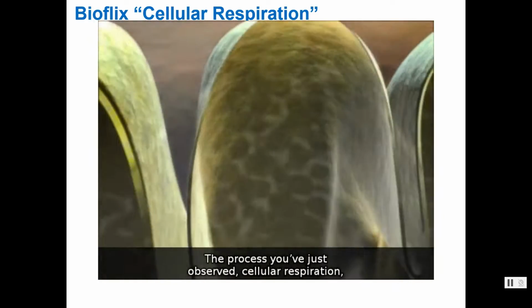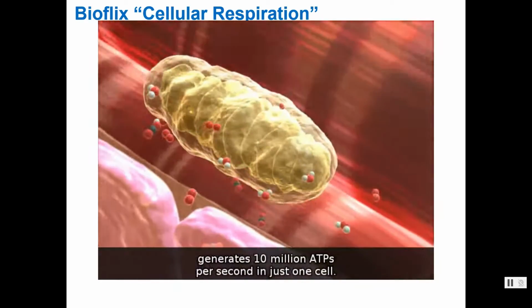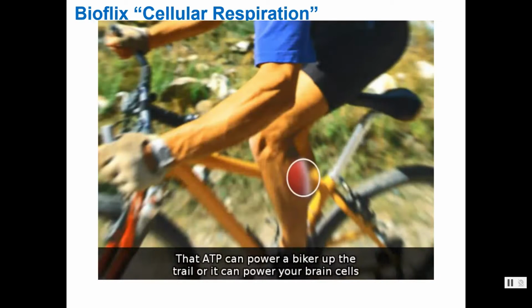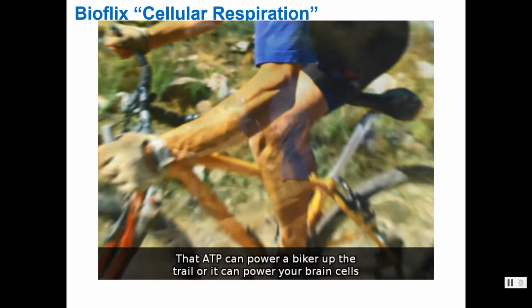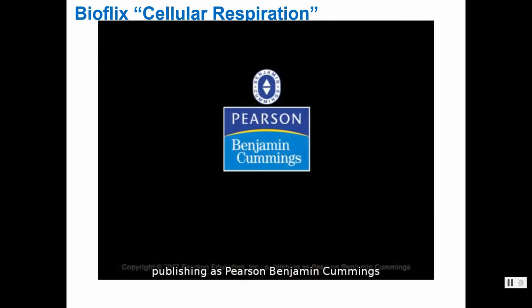The process you've just observed, cellular respiration, generates 10 million ATPs per second in just one cell. That ATP can power a biker up the trail, or it can power your brain cells as you learn challenging biology topics.